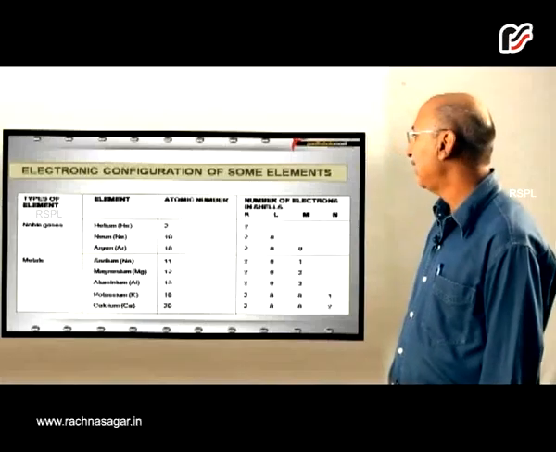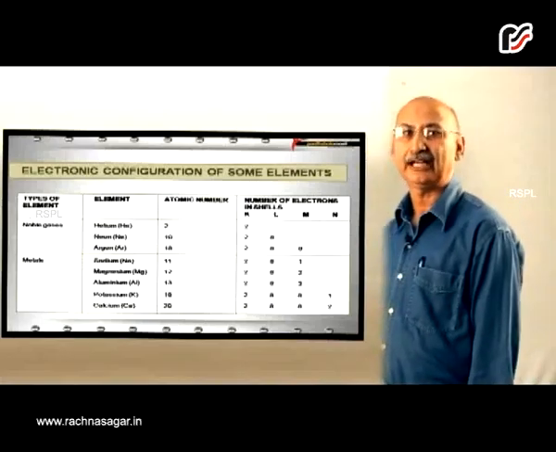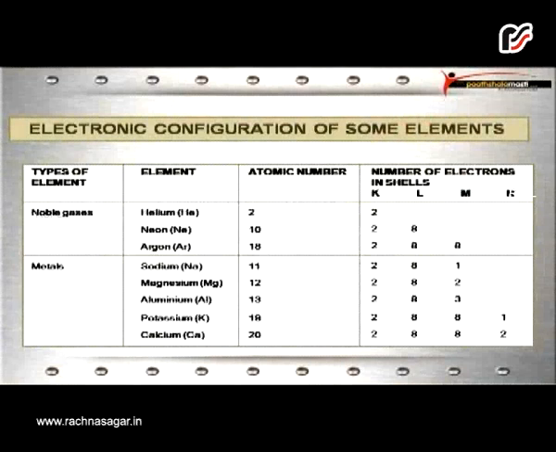Now we are going to take up electronic configuration of some of the elements. First we are taking noble gases. First noble gas is helium. Helium has atomic number 2, that is it has 2 electrons and 2 protons. If we take electronic configuration, the first shell, that is K shell, will have 2 electrons. It is highly stable because its first shell is full.